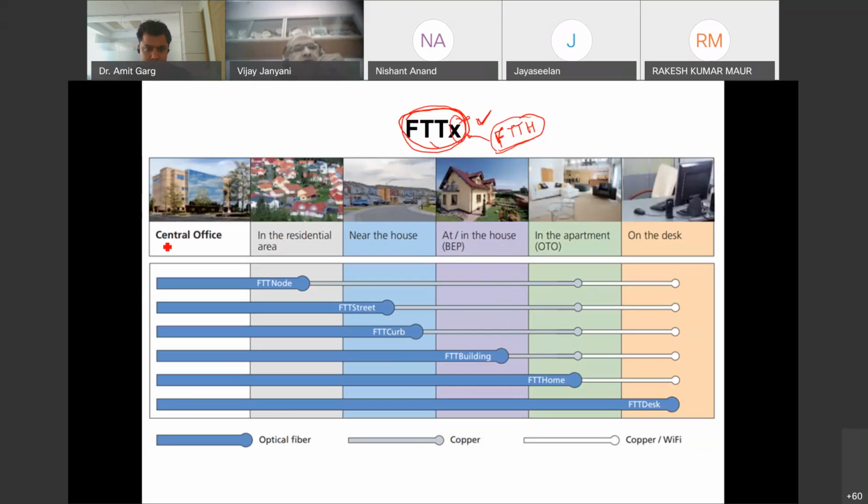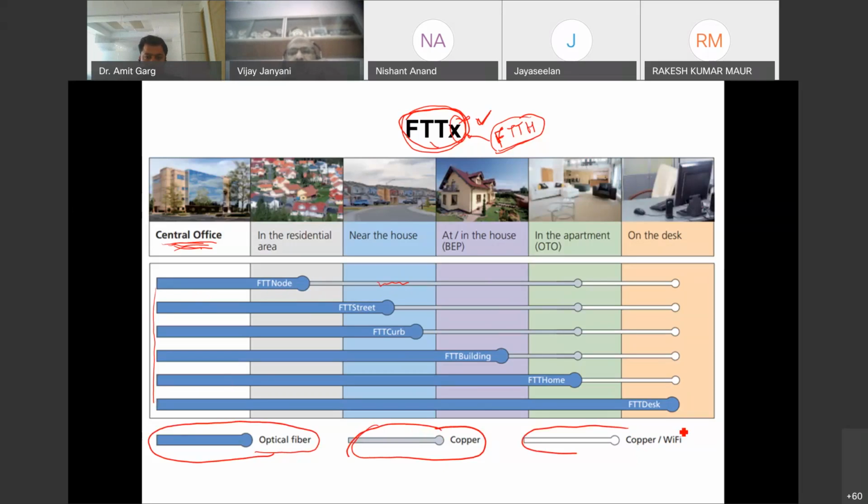Now, if you look at this diagram carefully, this is the central office from where all the data is originating for the access network. And on the bottom part of this diagram, you can see that there are different lines drawn. This blue line represents the optical fiber. Then this gray one represents normal copper, which you used to use before fiber came to your home. And then it may be a copper or Wi-Fi combination also.